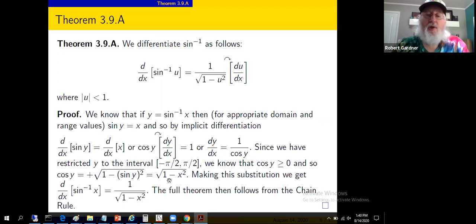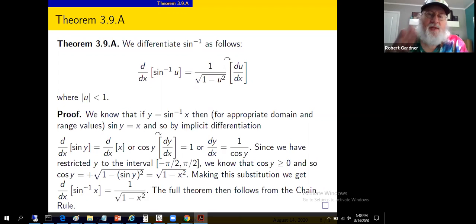So can you write dy dx equals 1 over cosine y in terms of x's? Yeah, replace the cosine y with this stuff here. And you get dy dx, the derivative of the sine inverse of x with respect to x, is 1 over the square root of 1 minus x squared. You know, that's what we were claiming. Then the rest of it follows by applying the chain rule.